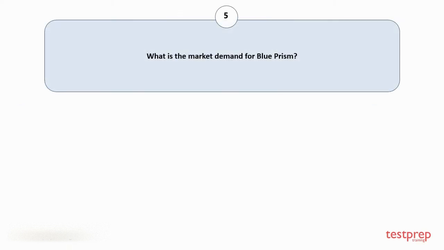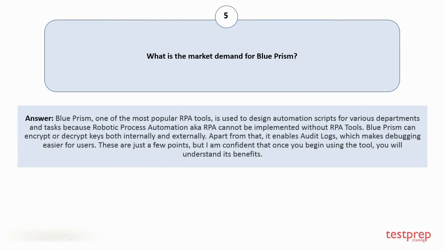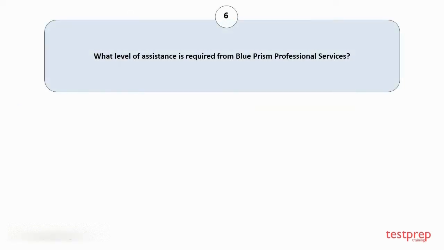Question number 5, what is the market demand for Blue Prism? Your answer is: Blue Prism, one of the most popular RPA tools, is used to design automation scripts for various departments and tasks because robotic process automation aka RPA cannot be implemented without RPA tools. Blue Prism can encrypt or decrypt keys both internally and externally. Apart from that, it enables audit logs, which makes debugging easier for users. These are just a few points, but I am confident that once you begin using the tool, you will understand its benefits.